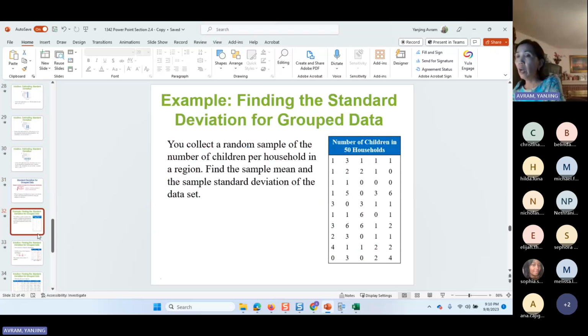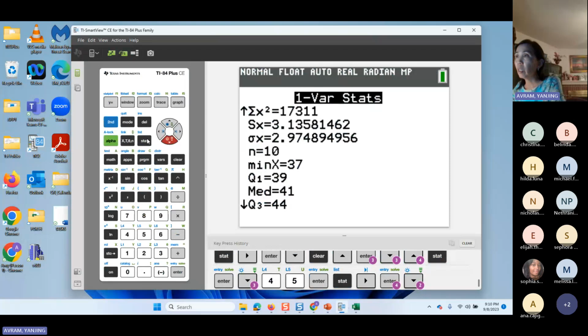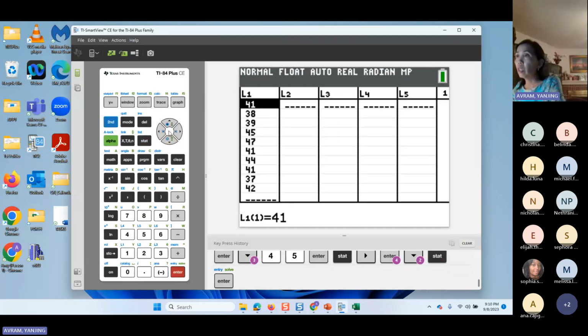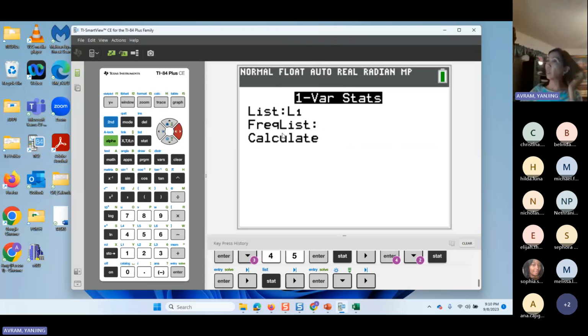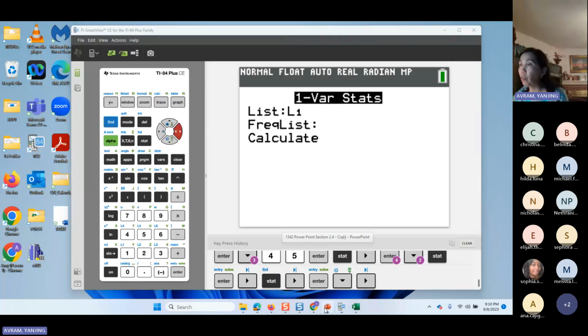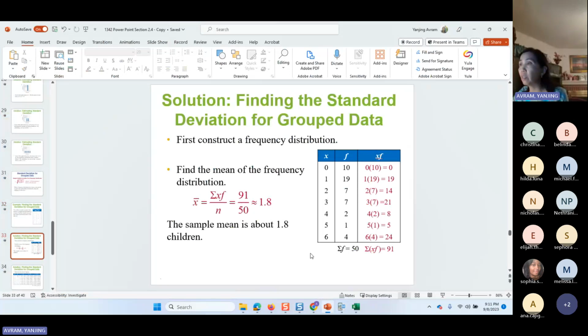So if I have a group of data, I just need to put the frequency into L2 in here. Look at that, I can just put the frequency into L2. And then when you go to do the stat, do the calc, you just need to put L2 into the frequency. So that will handle the group of data, and it will calculate the population mean, sample mean, and the standard deviation automatically. All right, so that is much easier.